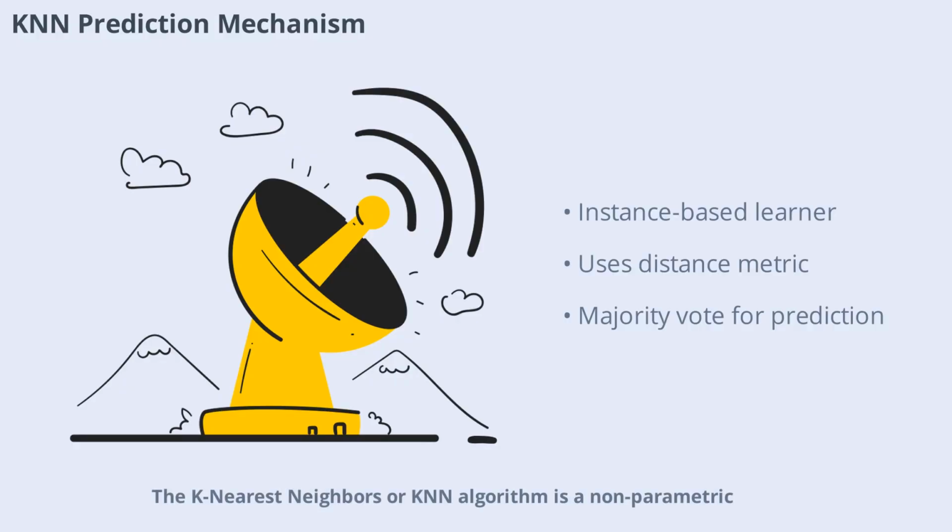K-nearest neighbors, or KNN, algorithm is a nonparametric instance-based learner. When classifying a new data point, KNN calculates the distance between this point and all training examples, then selects the K closest neighbors. The majority vote among these neighbors determines the prediction. For example, a telecom company uses KNN to decide which cell tower should handle a new user's connection by finding the 3 closest towers. This simple yet powerful approach makes KNN a popular choice for classification and regression tasks.